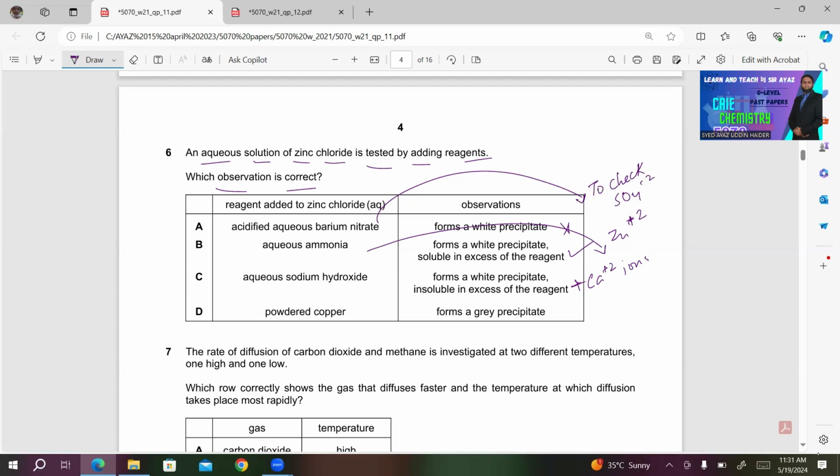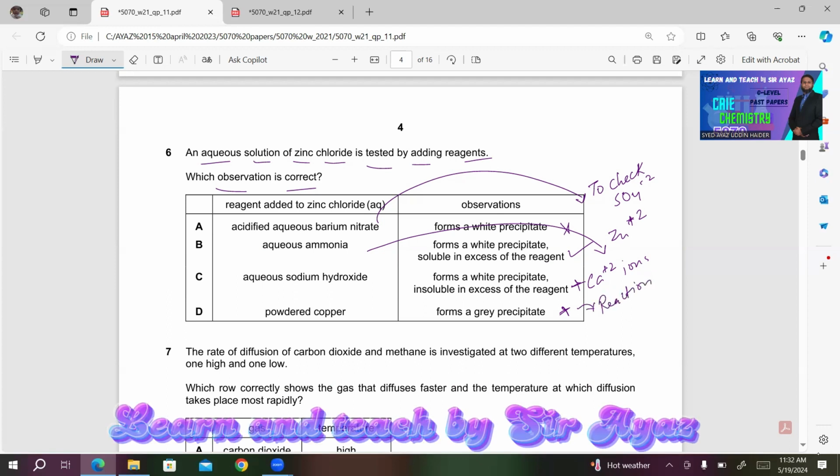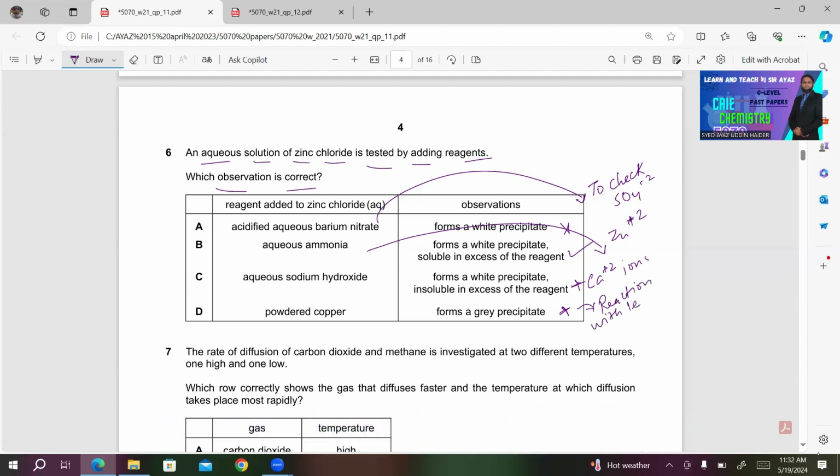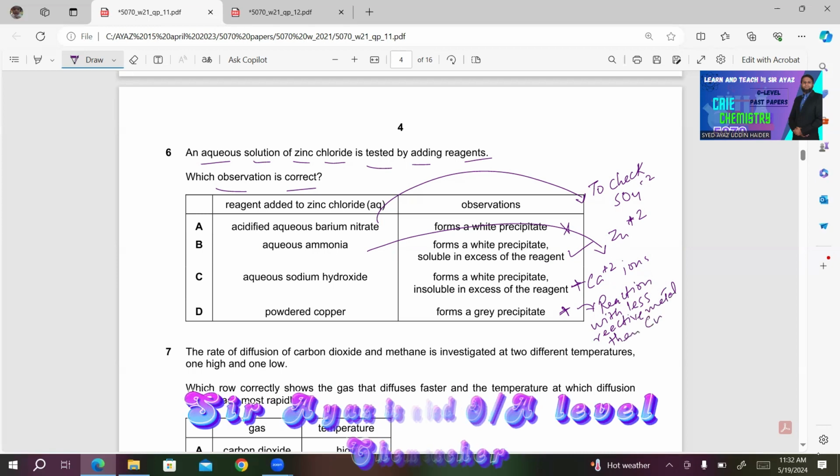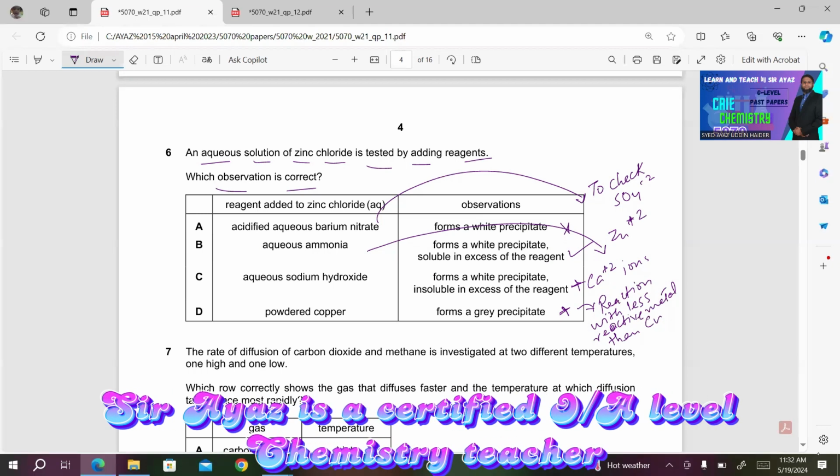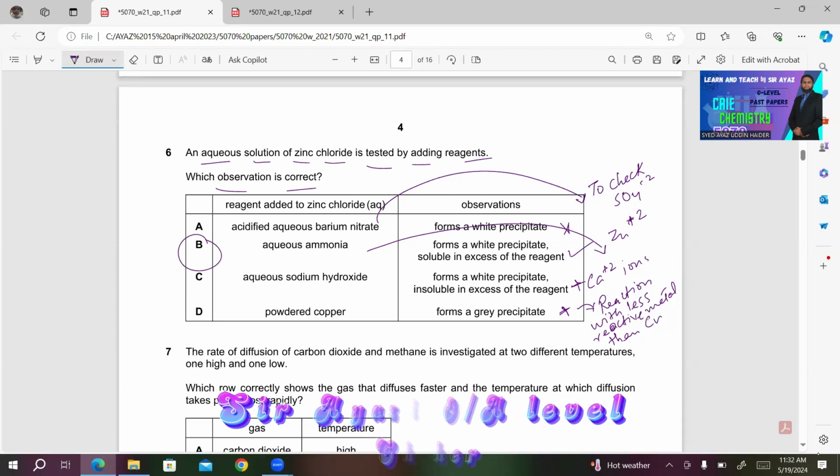D, powdered copper. Observation: forms a gray precipitate. This is also incorrect because this indicates a reaction with a less reactive metal than copper. So B must be the right answer for number 6.